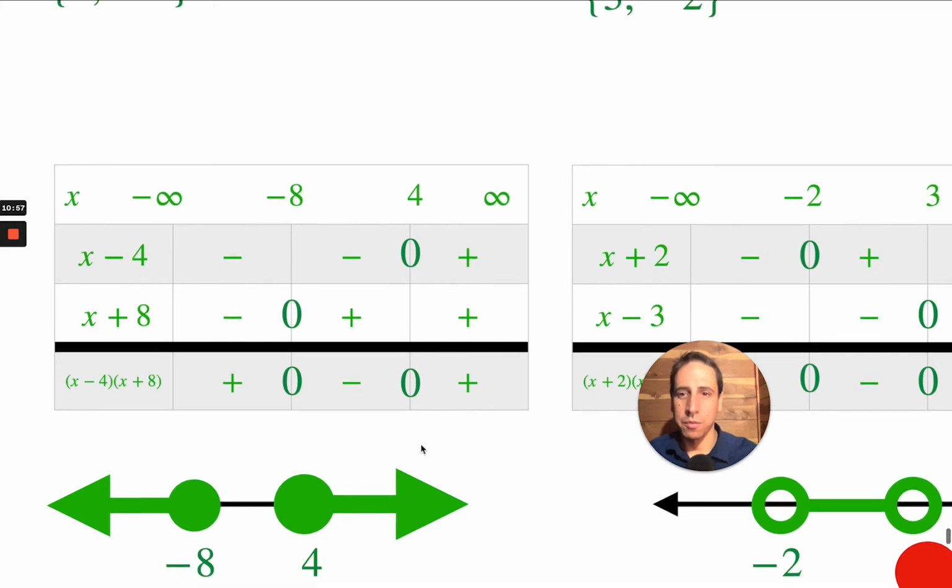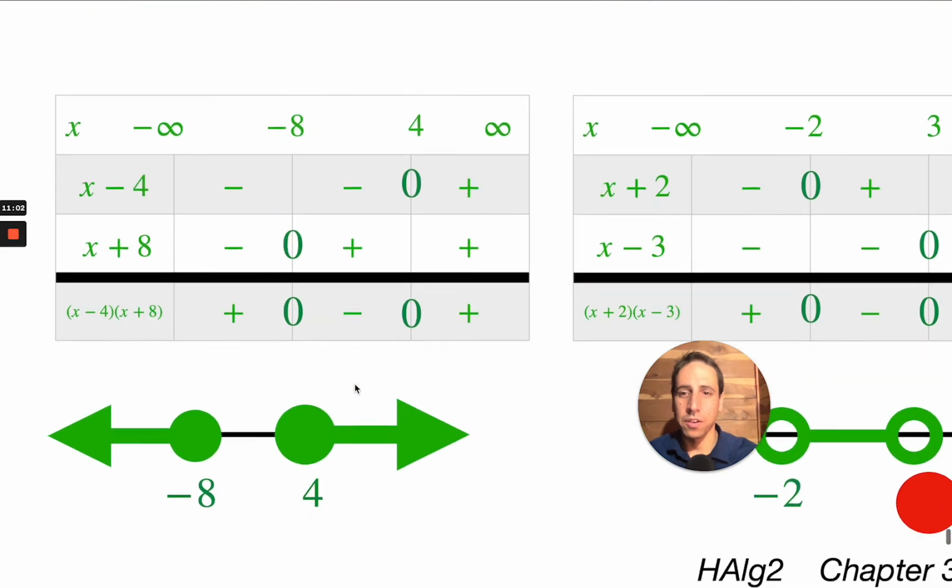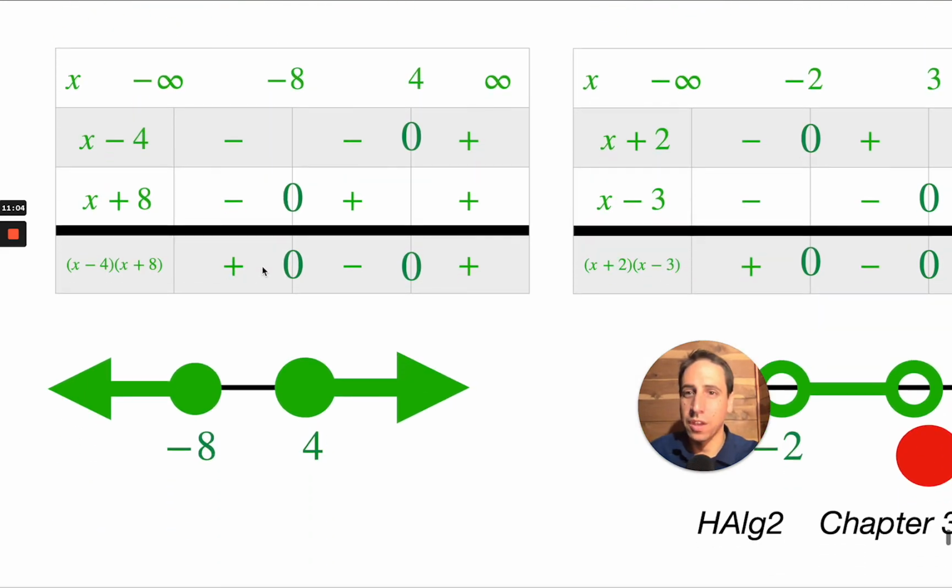That's why we're shading these in, because we really want to know when this is greater than or equal to 0. Well, it's greater than or equal to 0 here, so it's shaded in. It's not greater than or equal to 0 here, so it's not shaded in. And it is greater than or equal to 0 here, so yes, let's shade it in. This is how we take a sign chart and turn it into something like this.